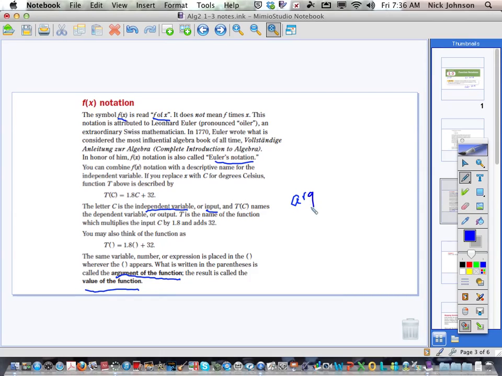Argument equals input, value of the function equals output.